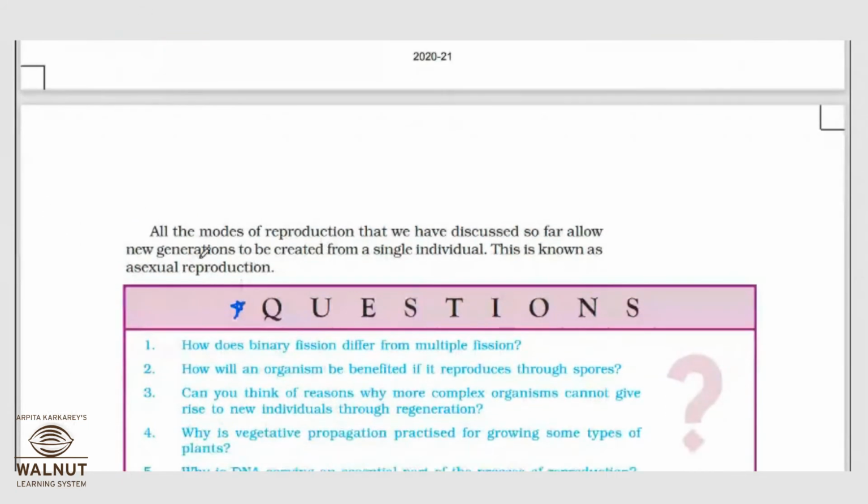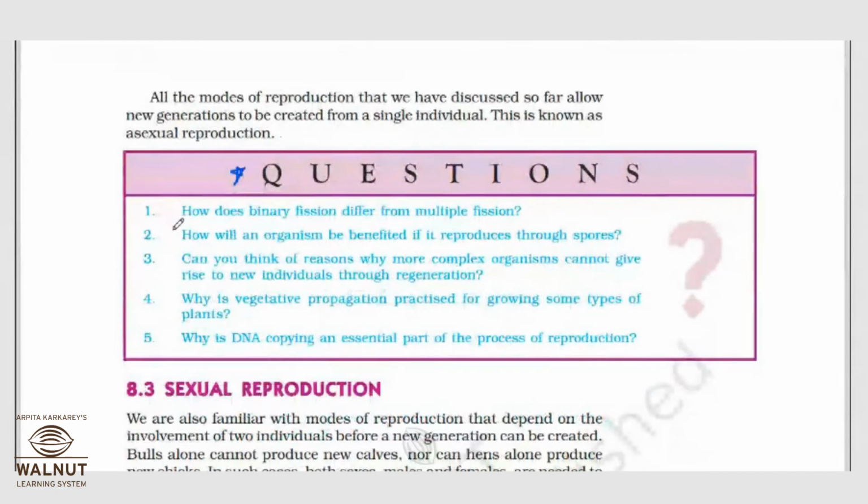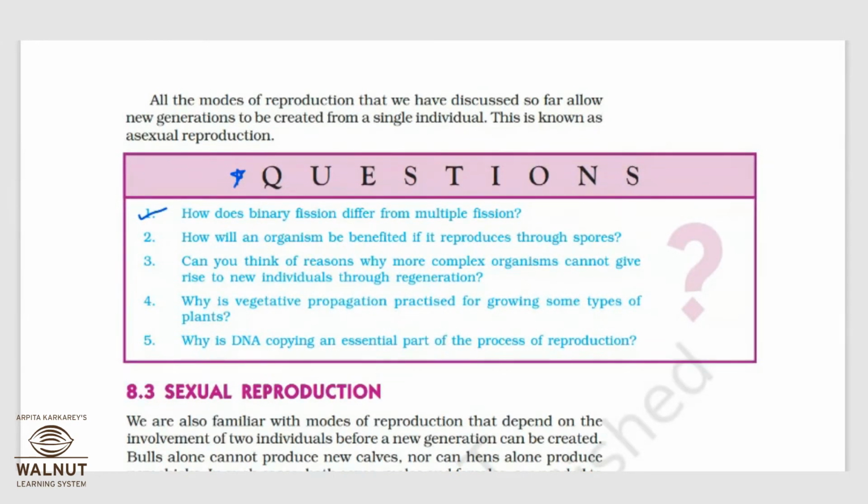Now on page number 133, we have to see this question. Question number 1. How does binary fission differ from multiple fission? Ma'am, in binary fission, the parent divides into two, which means in total just two parts are formed. But in multiple fission, the parent gives many daughter cells. So instead of just two, many daughter cells are formed.